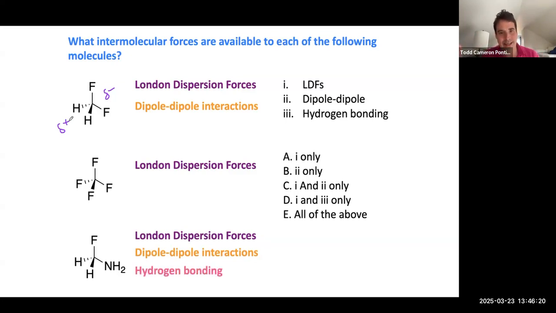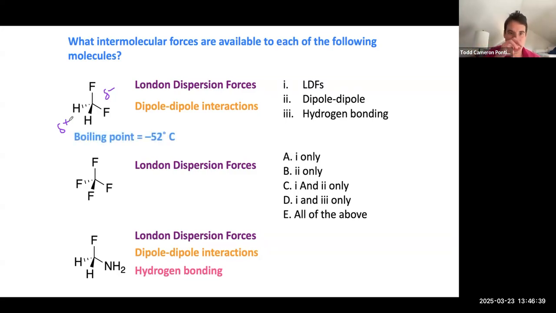Anything with hydrogen bonding is going to have dipole-dipole interactions as well. It's basically scaffolding. Everything has LDFs, as long as it's a molecule, and then it can have dipole-dipole interactions, and then it can also have hydrogen bonding. But in order to have hydrogen bonding, you need to have dipole-dipole interactions.